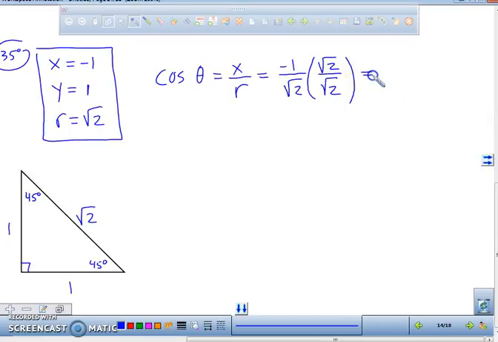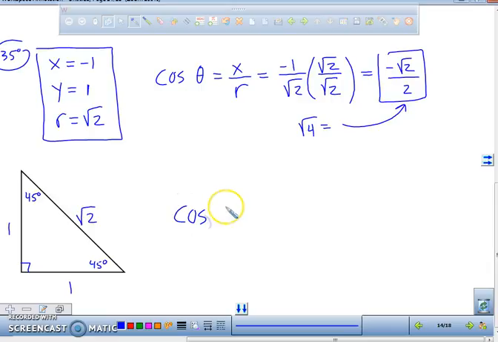And our final answer is going to be a negative radical 2 over 2. Because radical 2 times radical 2 is radical what? It's a radical 4, but what does radical 4 eventually become? It becomes a 2. So we went from an irrational number in the denominator to a rational number in the denominator. So the cosine, everybody, of 3 pi over 4 is equal to negative radical 2 over 2.